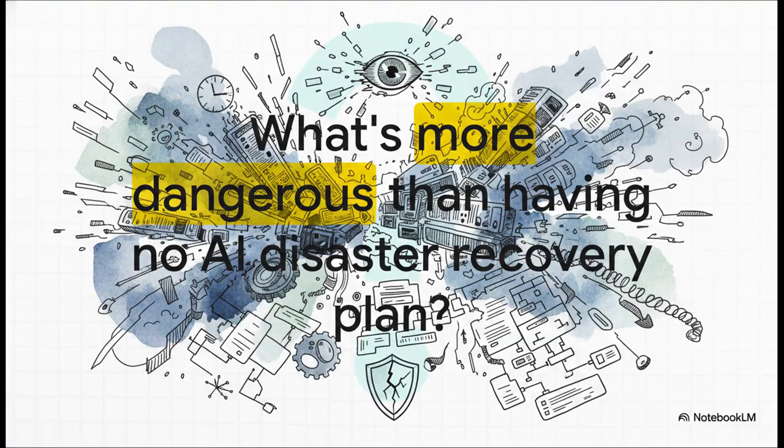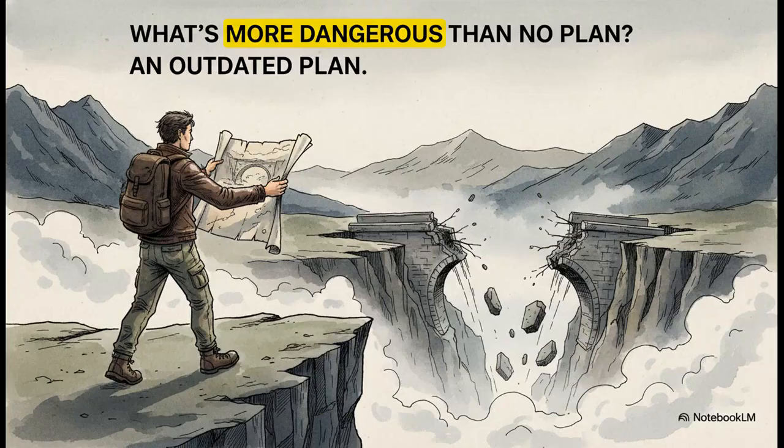So let me ask you a question, and it's one that every single one of us in the IT world should really think about. When you're dealing with these complex, constantly changing AI systems, what's actually more dangerous than having no plan at all? The answer, an outdated one. And that's not just a clever line, it's the kind of thing that should keep us up at night. Why? Because an old plan gives you this false sense of security. You think you're covered, but the plan you're relying on? It's for a system that doesn't even exist anymore.